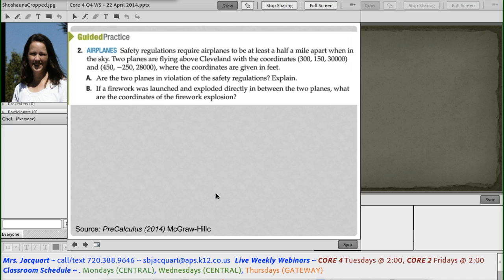Okay, so safety regulations require airplanes to be at least a half a mile apart when in the sky. So what is a half a mile apart? A full mile apart is 5,280, right? So a half a mile is 2640.